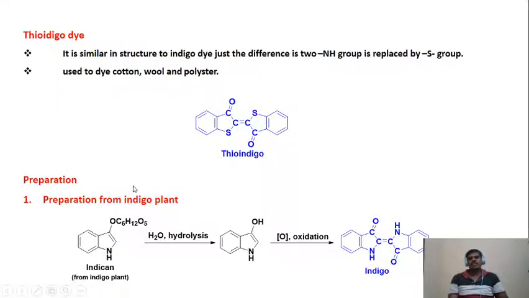Now preparation of the indigo dye. Preparation from the indigo plant. So this is indican. This is the structure of indican. This is the indole to which the O6C6H12O5 group is attached. So this is known as indican, which is obtained from the indigo plant. This gets hydrolyzed to hydroxyindole, 1, 2, 3 hydroxyindole. This indole on oxidation produces the indigo dye naturally, right?